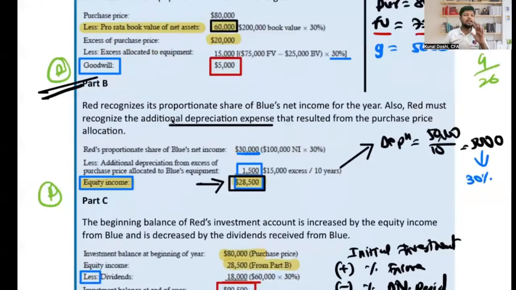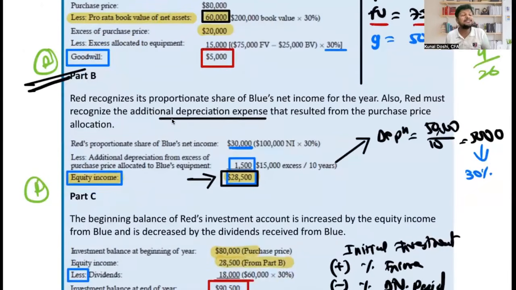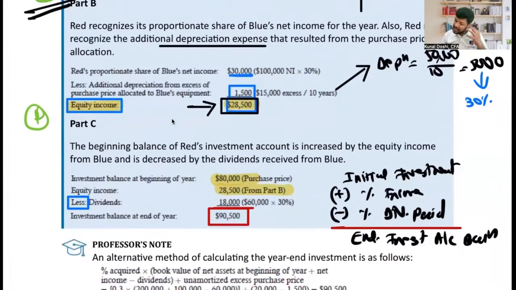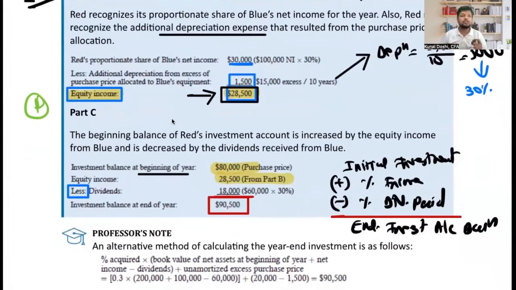So what did I do? I did not just take the net income, but always check if there is any increment in the depreciation. If not, then skip it. Then only the proportionate income is your addition in the net income. Check for depreciation. If there is no depreciation, just take their income into the percentage, which is your proportionate share. Clear? Now, finally, when they ask me about the investment account, I will follow three things. I'll take the beginning investment value, add proportionate net income, and subtract the proportionate dividend, if any.